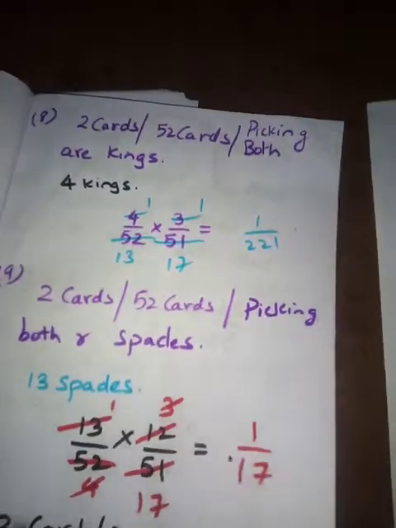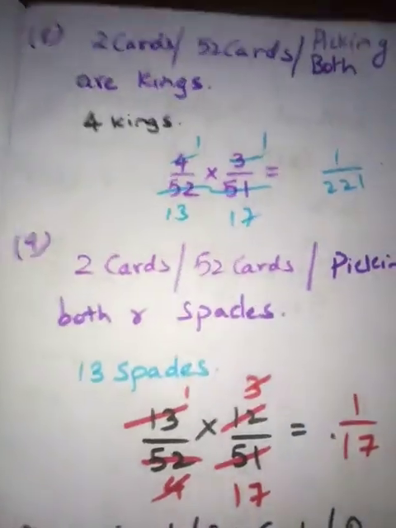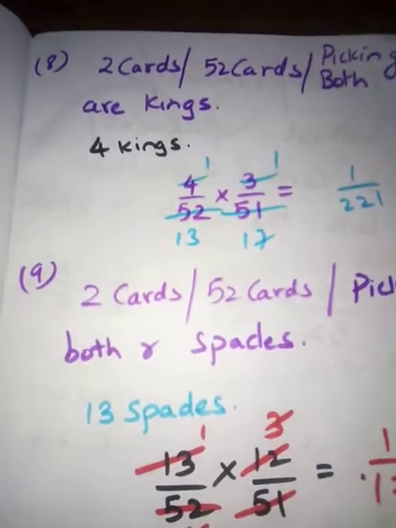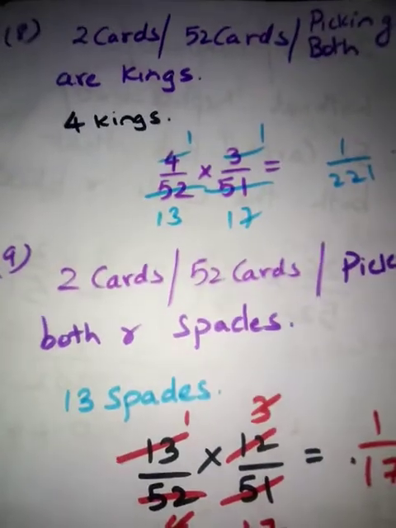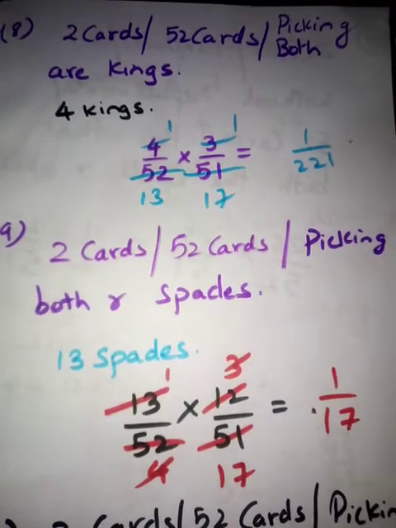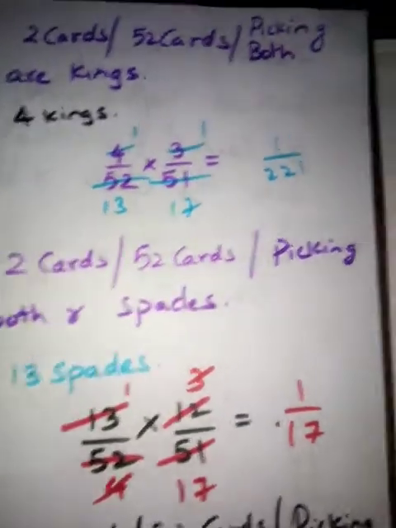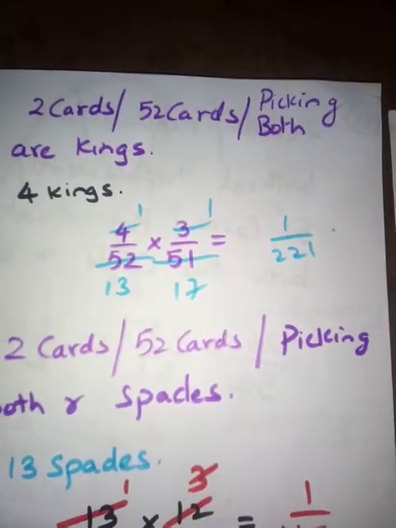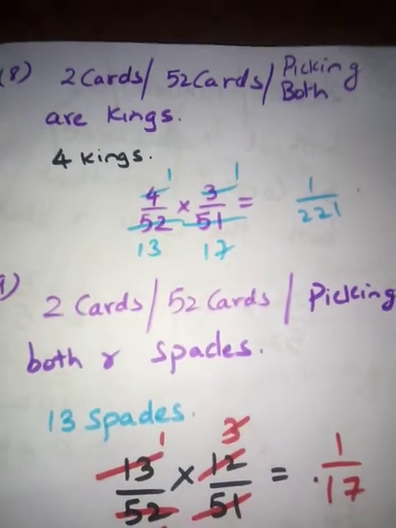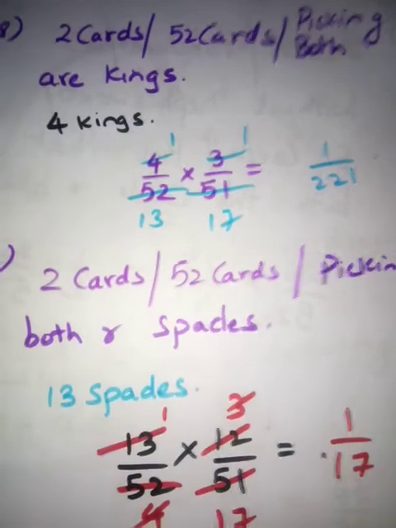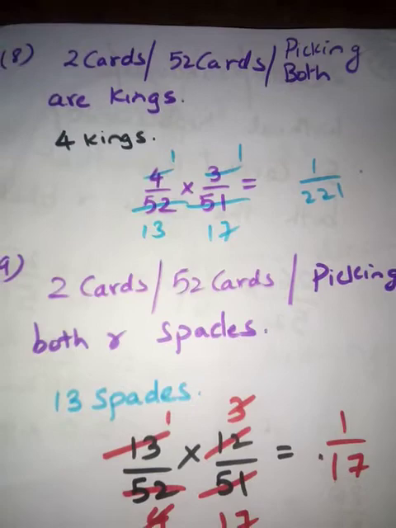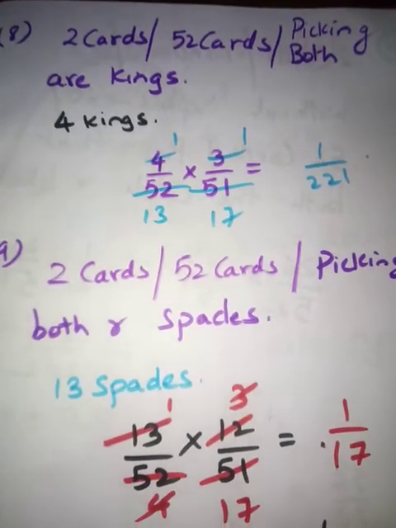There are 52 cards which are always shuffled. What is the probability of selecting 2 cards from a deck of 52 cards? Both the cards must be kings. So 2 cards are drawn at random from a deck of 52 cards which are completely shuffled. What is the probability of picking both the kings?